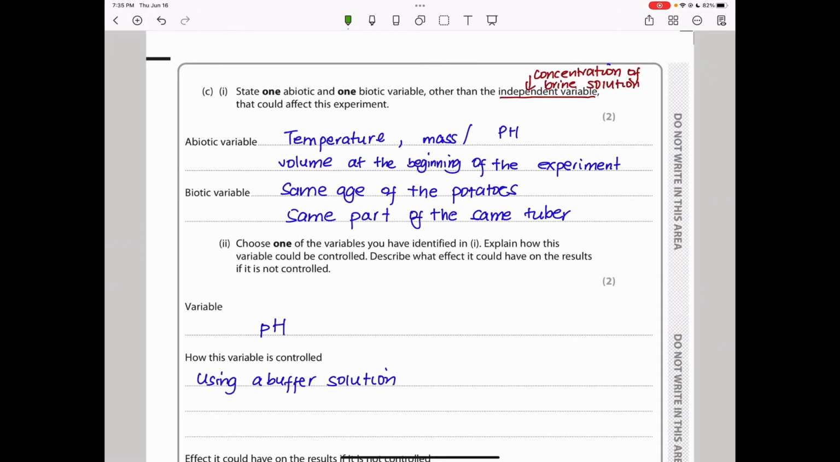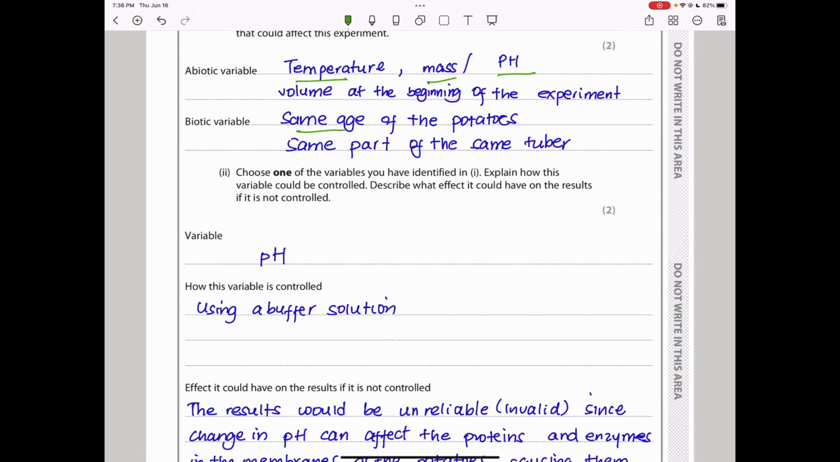The next part says, state one abiotic and one biotic variable. Abiotic is non-living, and biotic is basically living. So the abiotic I chose was temperature, or you could choose mass or pH, or the volume at the beginning of the experiment. The biotic is to do with living, so I chose the same age of the potatoes, or cubes cut from the same part of the tuber.